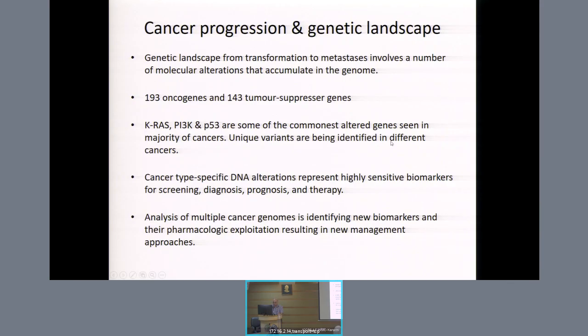Unique variants are being identified in different cancers. Cancer type-specific DNA alterations represent highly sensitive biomarkers for screening, diagnosis, prognosis, and treatment. So if these alterations in the genome are identified, characterized, and found to be actionable, we use them for diagnostic purposes, for treatment, and they are also helpful in screening and monitoring the follow-up. Analysis of multiple cancer genomes has identified new biomarkers and their pharmacological exploration, resulting in new management approaches.